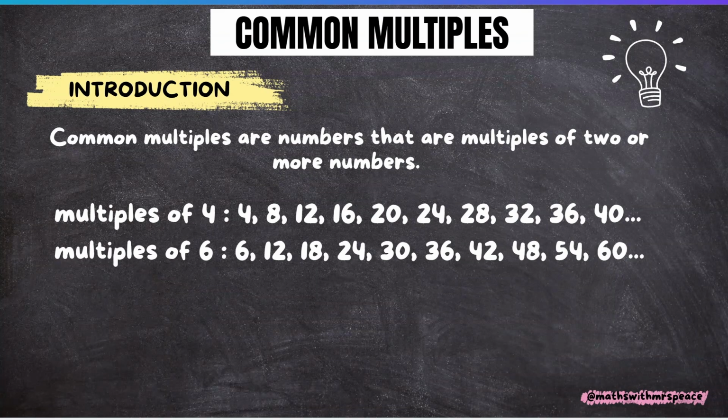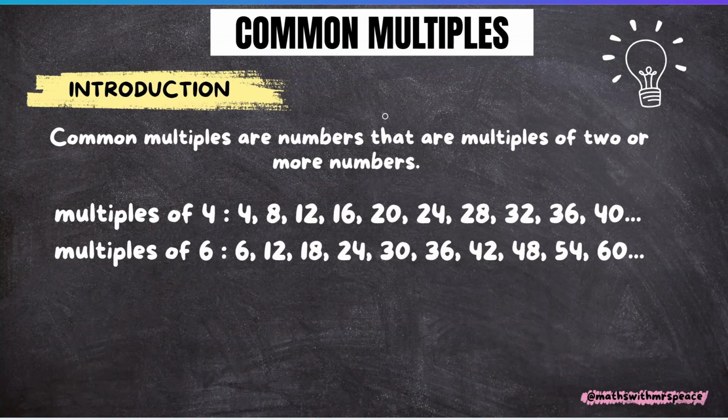So looking at both lines of multiples, what numbers can we see appearing on both lines? I think the first number that we can see is 12. We have 12 here and we have 12 here as well. Now look at the numbers before 12 on the first line. We have 4 and 8. 4 and 8 are both multiples of 4, but they are not multiples of 6. So therefore, they are not common multiples of 4 and 6.